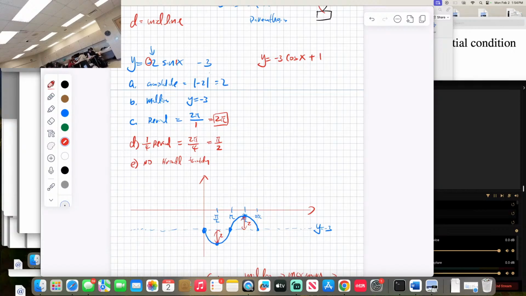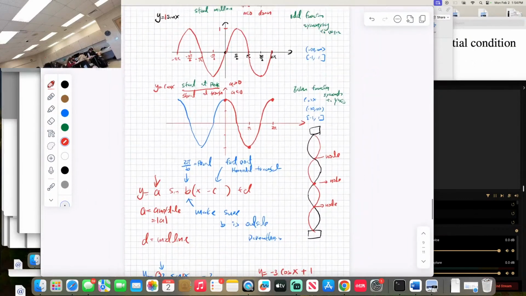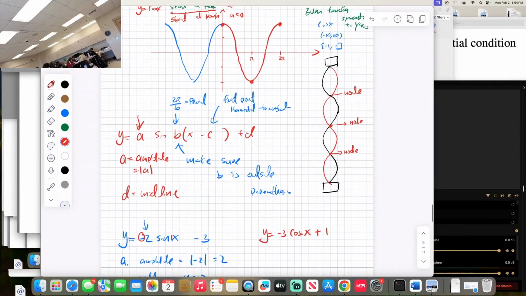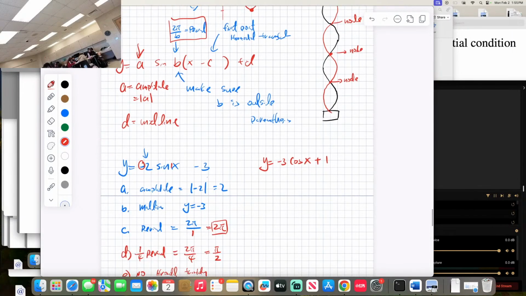The scale for the x is decided by your quarter periods. So you take a period divided by 4. The period is 2 pi over b. Once you find 2 pi over b and figure out the period, that's a good problem.